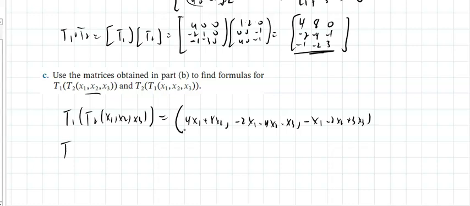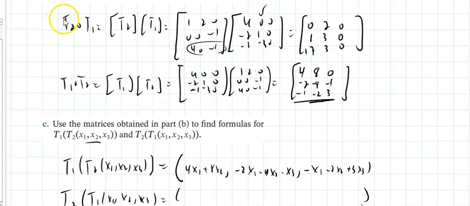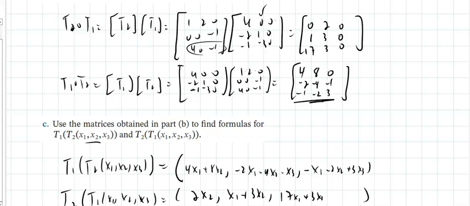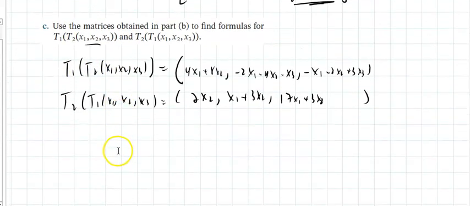And if you want to take the composition backwards, we're going to take T sub 2 applied on T sub 1 of x1, x2, x3. And that would be the top, which is 2x2, x1 plus 3x2, and 17x1 plus 3x2. And there it is. Not that bad, really.